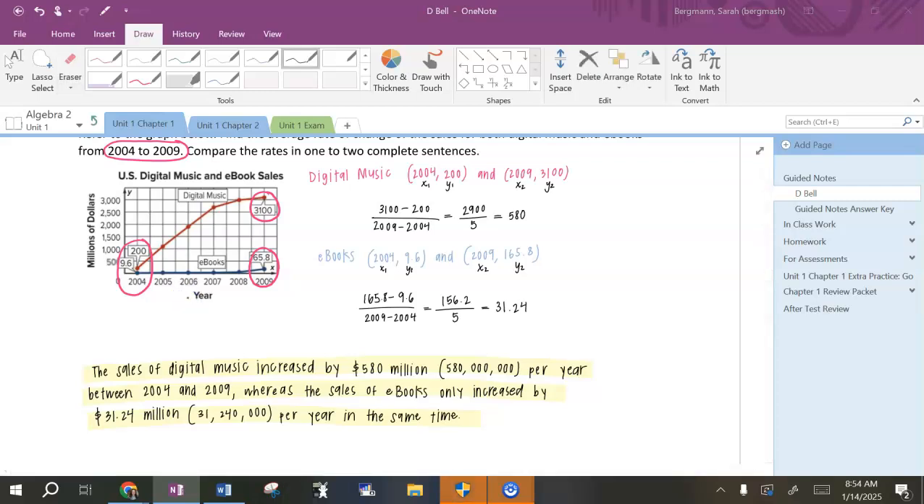So for this one, you can say the sales of digital music increased by $580 million, and then it's per year, because that's per X. If you wanted to actually write that out, it's 580, and then there's 6 zeros after that, between 2004 and 2009. Whereas the sales of ebooks, they only increased by 31.24 million per year in the same time.